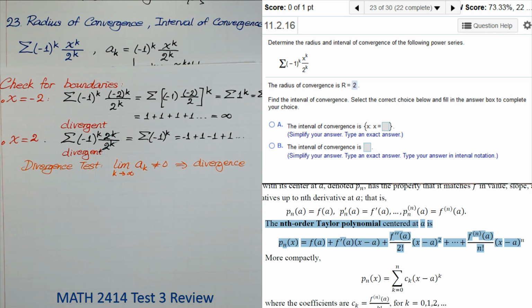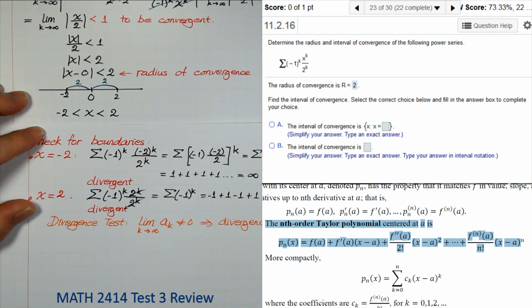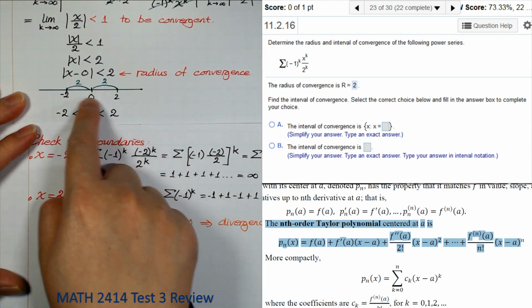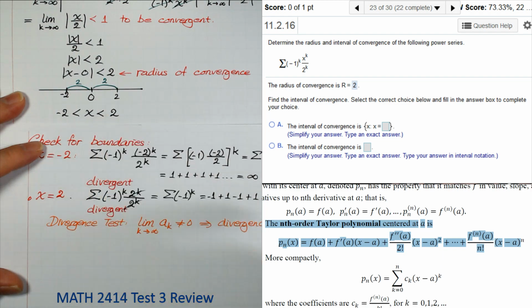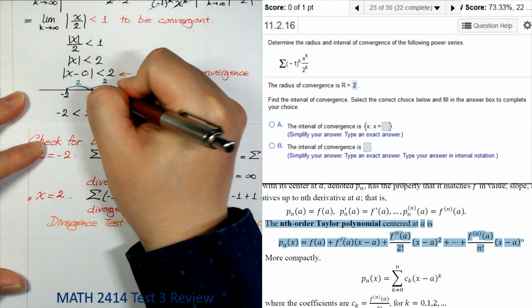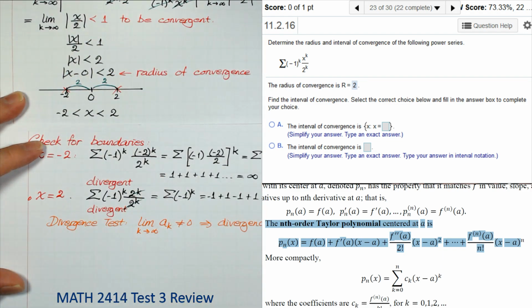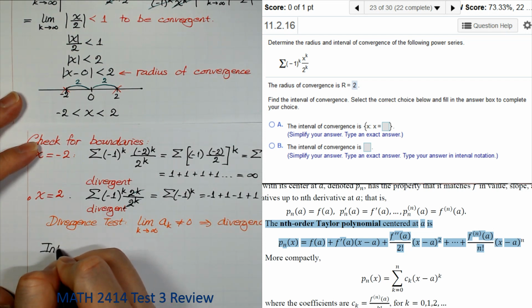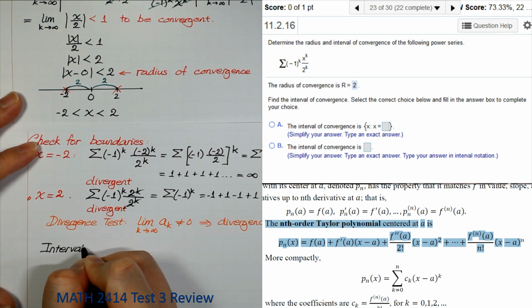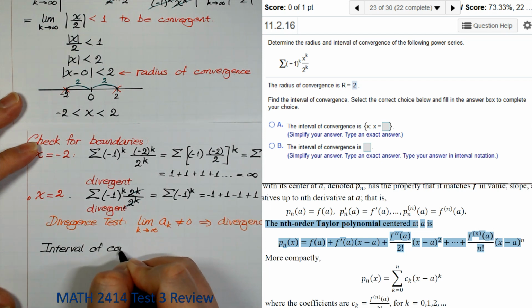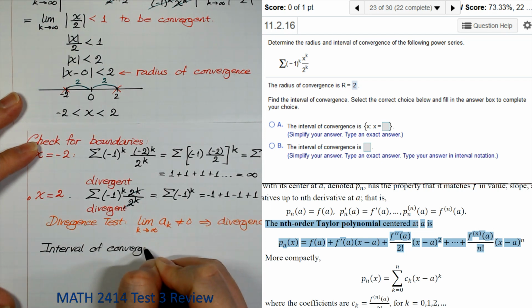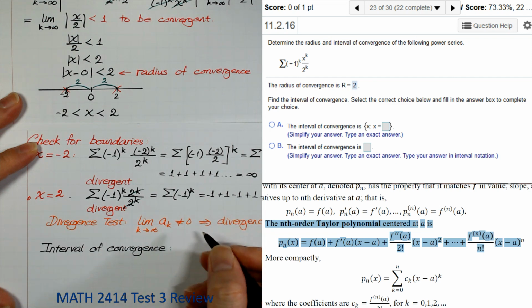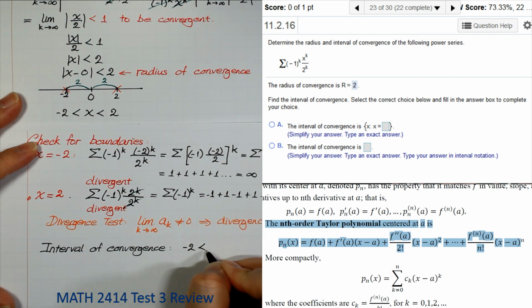Alright, now let's go back to our problem. We have convergence within this, divergent at 2, so it doesn't work at 2, and it doesn't work at -2. So the answer for the interval of convergence is just between -2 and 2, not including the 2.